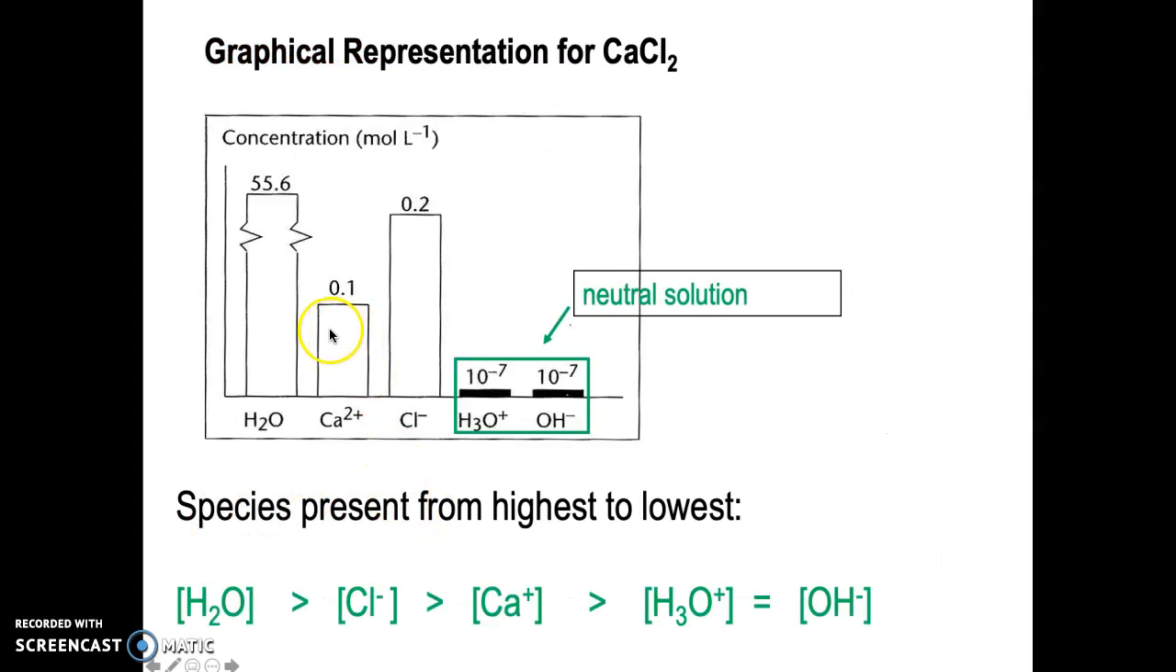So what you've got present is, it doesn't matter whether you put your calcium bar or chloride bar first. What does matter is the chloride bar will be double the height of your calcium bar. And then our hydroniums and hydroxides will both be present, but they'll both be at 1 × 10⁻⁷ at equal heights, indicating you've got a neutral solution. So that's a neutral salt covered, and in the next video I'll do an acidic salt.